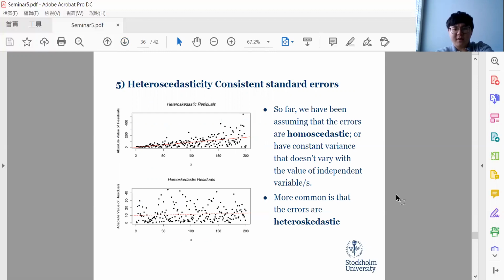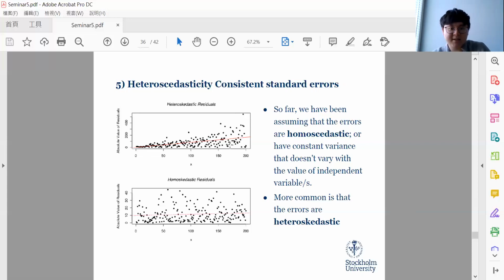Yeah, and then the last one is about heteroscedasticity. So we know that the classic assumption for OLS, ordinary least squares, is that the error terms, the distribution of residuals, should be homoscedastic. So the residuals should not be related to any independent variables. But of course, we know that it's not that easy to hold in reality.